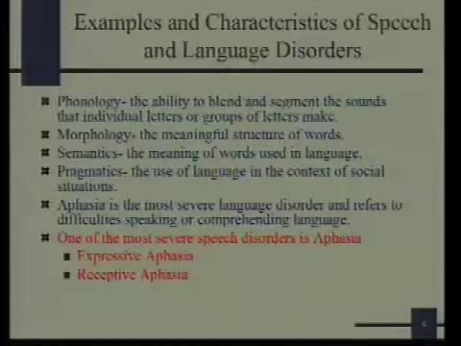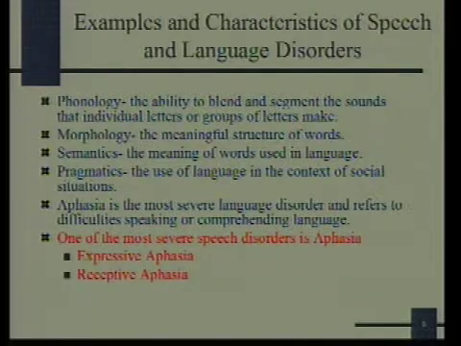Now, aphasia is one of the most severe language disorders. It's not terribly likely that you would have a child with aphasia in your classroom. I suppose that it could happen. But aphasia is a severe interruption in the way a person either speaks or comprehends language. And they're very, very different. Expressive aphasia and receptive aphasia are two very, very different things.